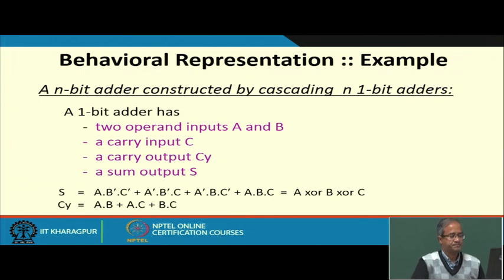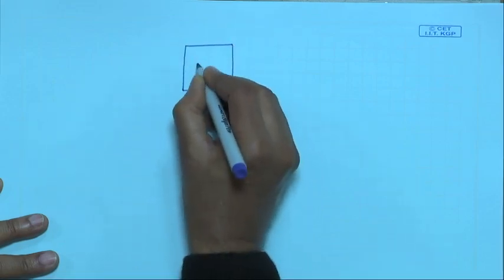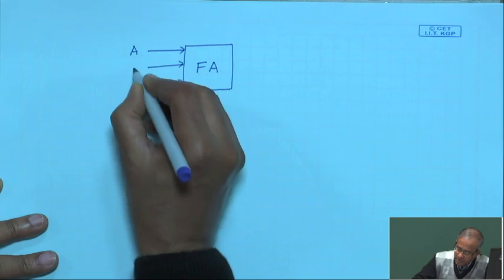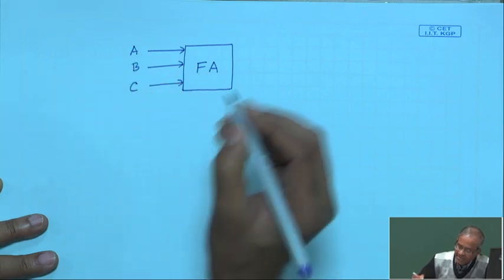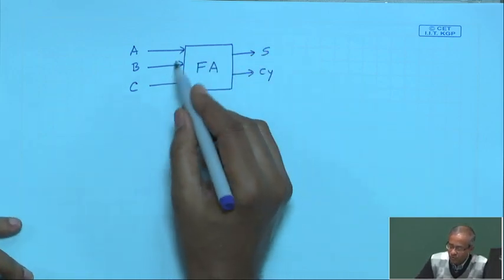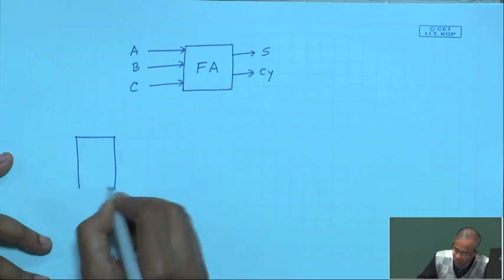Now, let us take some examples. Let us say we have an n bit adder which we are constructing by cascading n 1 bit adders. So, how do we do this? Let us first see, let us say we have a full adder. How does a full adder work? A full adder has 3 inputs, the 2 inputs A and B, 2 bits, and maybe a carry in C, and the outputs are sum and carry. Suppose I want to design a 4 bit adder, the so called ripple carry adder, what do I do? I use 4 such full adders.